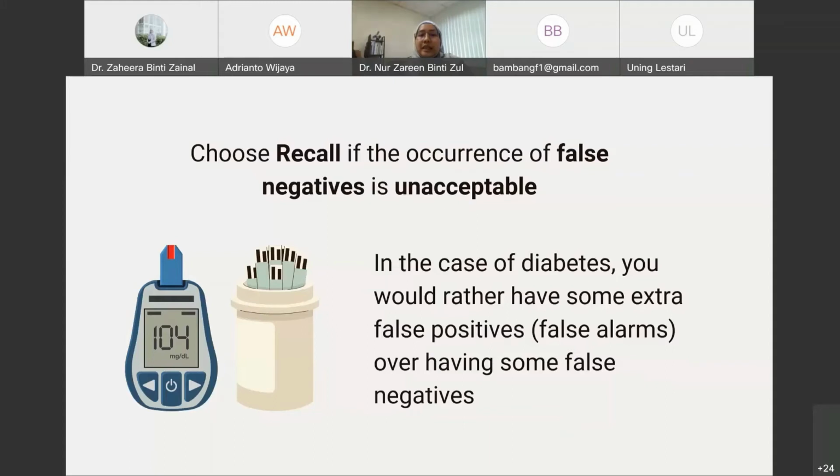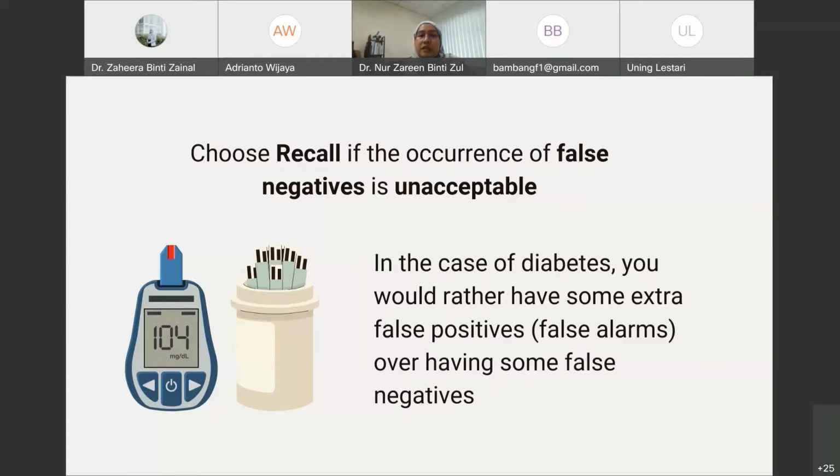Okay, so in this case, recall would be much more important because you want to get as many positives as possible, even though some are false. Because if you diagnose someone as having diabetes when in actuality he doesn't, it's fine because he would do follow-up checkups and everything, and eventually we would know that, okay, it's actually a false alarm, you don't have diabetes, which is good news for that patient. But if you diagnose someone as not having diabetes when he actually has it, it is unacceptable.